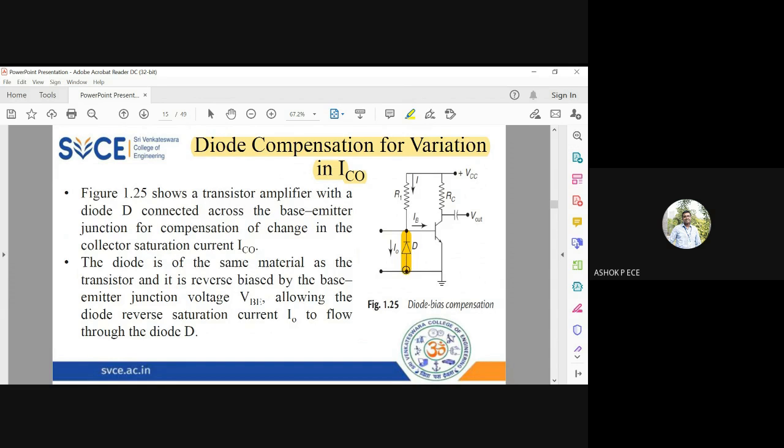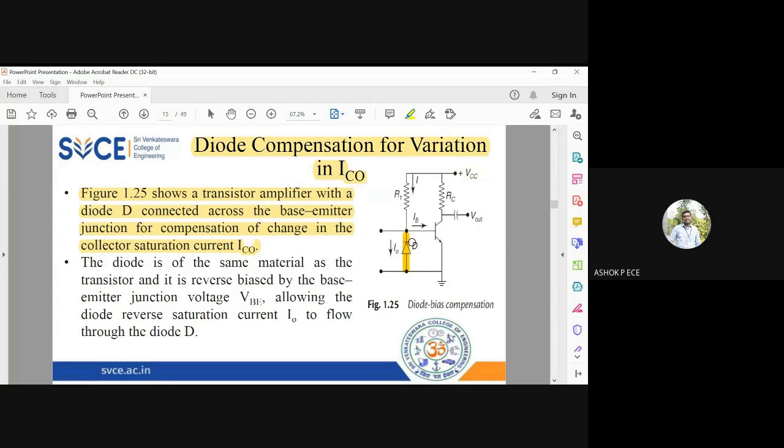I'm going to have a diode. I'm going to have RC and I'm going to ground my emitter. So this is a simple circuit which will help in making your collector current constant when IC naught is going to vary. So see here, this shows a transistor amplifier. I'm going to connect a diode D across the base emitter junction for compensation in the collector saturation current.